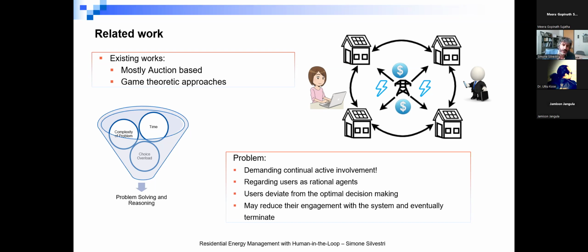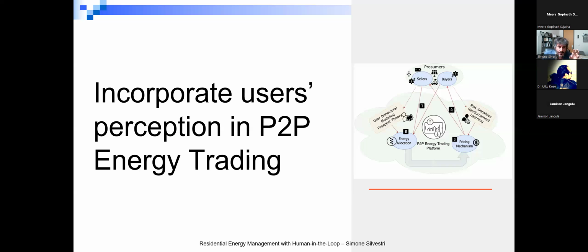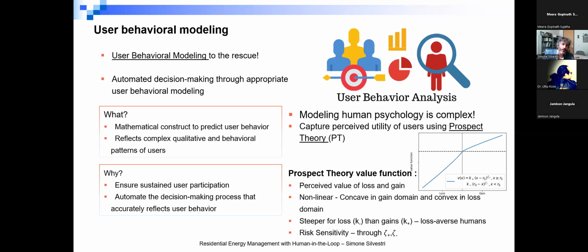So what we want to do in this work is to actually incorporate the user perception in peer-to-peer energy trading. So how do we do that? We rely on some models that we inherit from behavioral economics and specifically from prospect theory. Prospect theory is basically a branch of behavioral economics that tells you how humans perceive losses and gains.